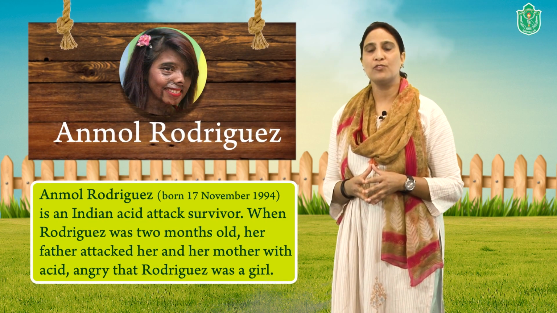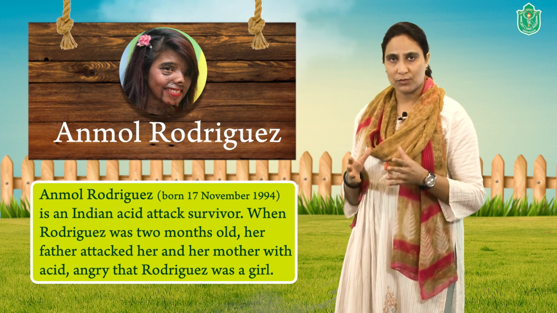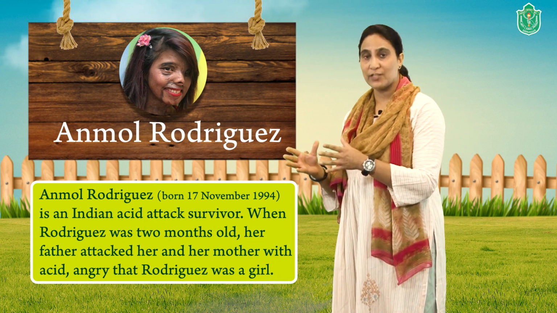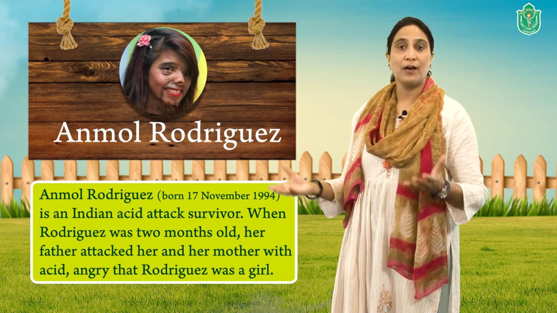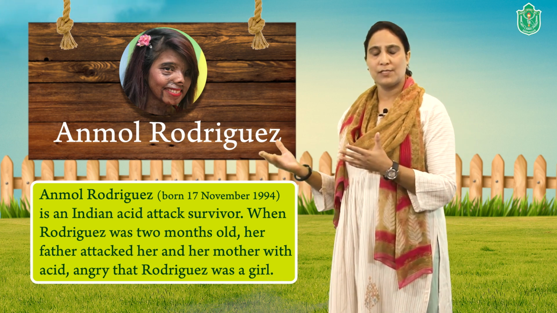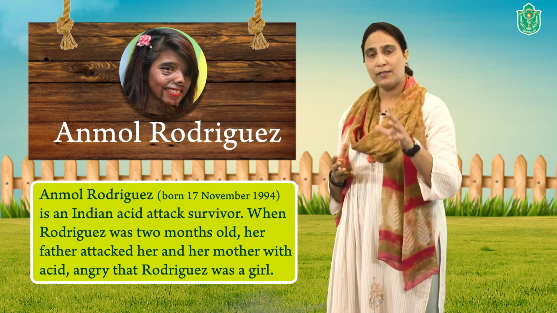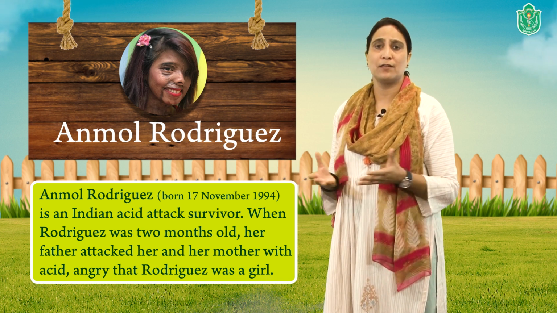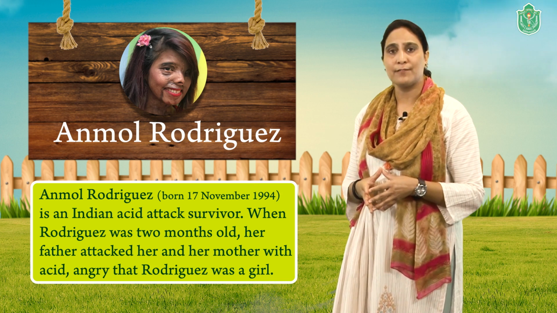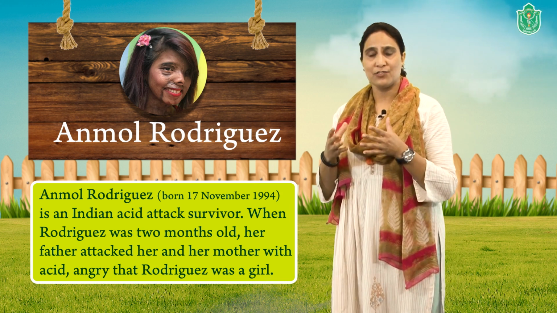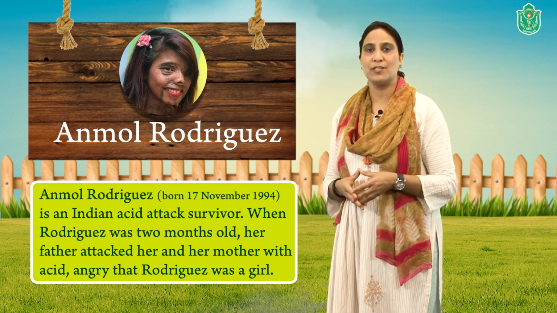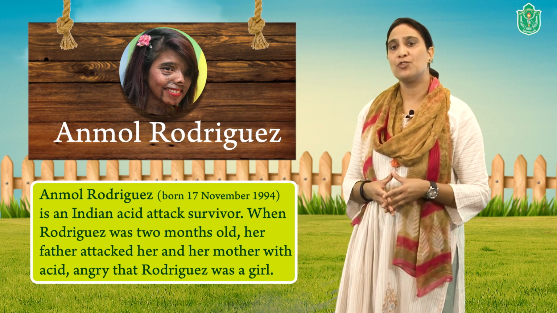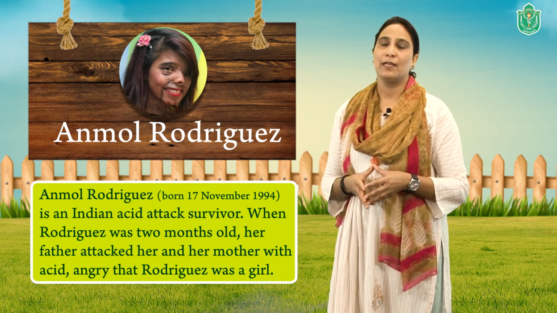Now coming to the second example, it's Anmol Rodrigues. Anmol Rodrigues was just 2 years old when she was in the lap of her mother, and acid was thrown on them by her own father. The mother succumbed to the injuries, but the daughter survived. The daughter had a dream of becoming a fashion model, and she successfully pursued that. She is a successful model and is working with many NGOs to help these kind of people get jobs and all.